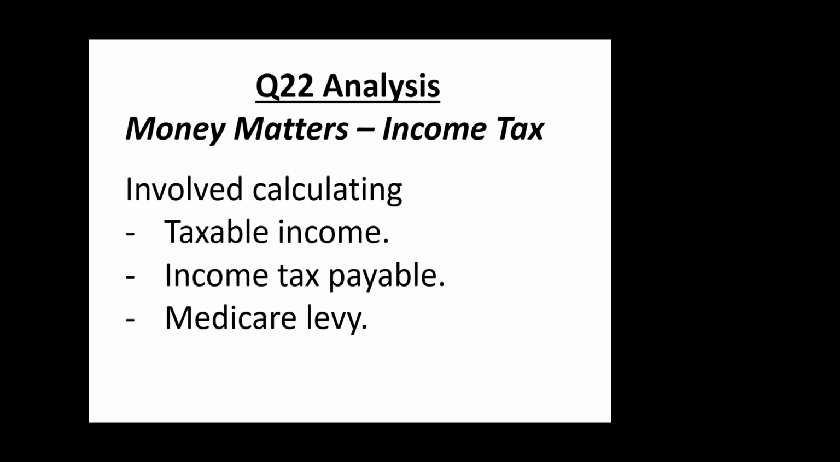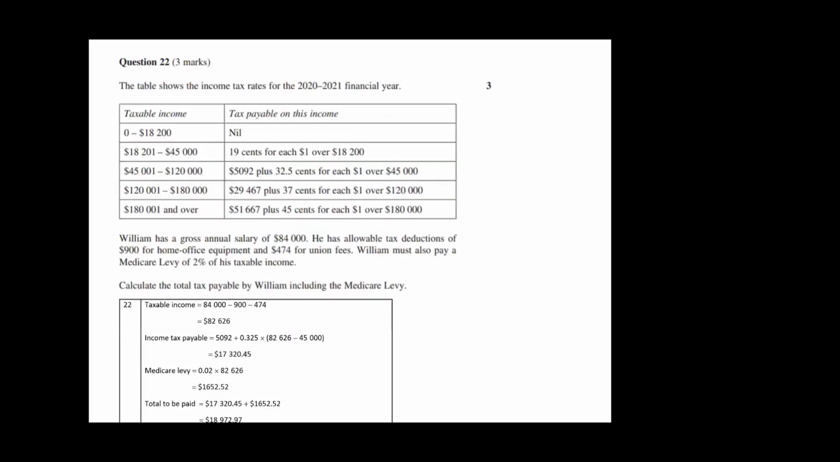Firstly, question 22. It was an income tax question. So the things involved in this question were to calculate the taxable income, from that calculate the tax payable, and also calculate a Medicare levy. And hopefully they would add all that together to get the total tax payable. The question gave the tax table, it gave some allowable deductions, and even told you what the Medicare levy amount was, 2%.